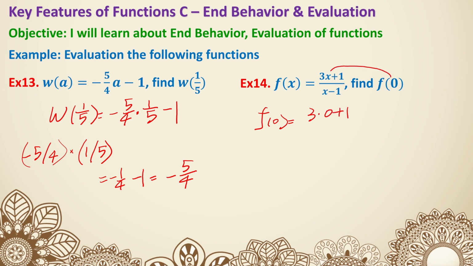Number 14, f of 0 is 3 times 0 plus 1. The x is being replaced by the 0 on the top and by the 0 on the bottom. So 0 minus 1 on the bottom. Calculate the top. 3 times 0 is 0, plus 1 is 1. 0 minus 1 is -1. 1 over -1 simplifies to be -1. And that is example 14.